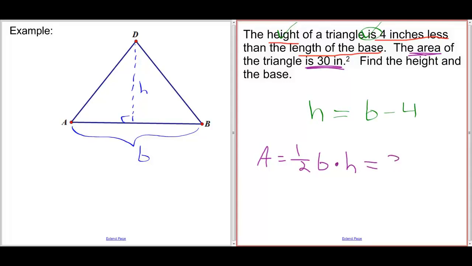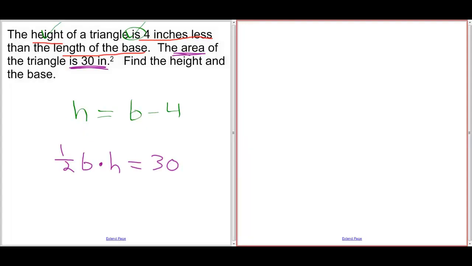We can actually just erase it. We can say 1/2 times b times h equals 30, and that's our equation. And now if you look at the green and the purple, you start to think of this as a system of equations. That b minus 4 can be circled and replace that h.